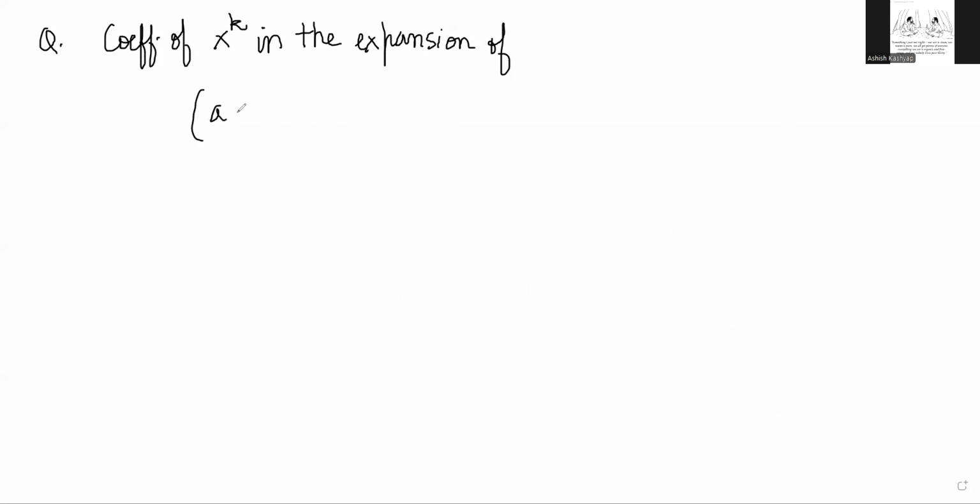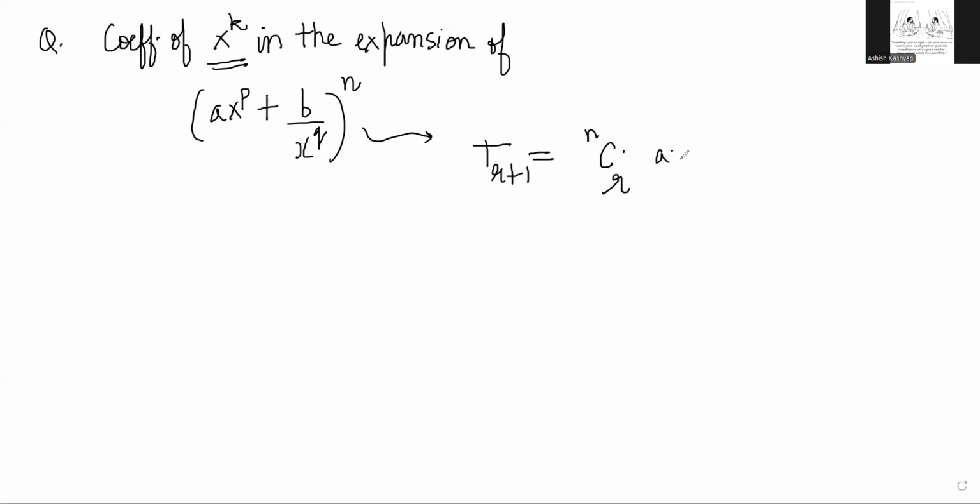For example, there could be a question like this. Find the coefficient of x^k in the expansion of, let's say, (a x^p + b/x^q)^n. So we want to find the coefficient of x^k in this expansion. So first we'll write the general term T(r+1) will be equal to nCr (a x^p)^(n-r) multiplied by (b/x^q)^r. So this becomes what?